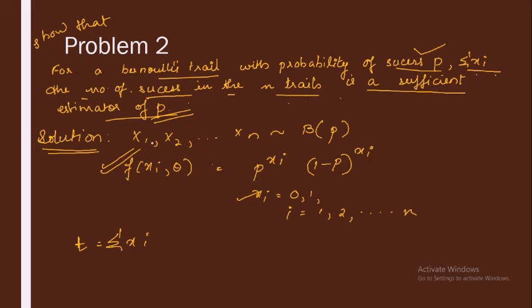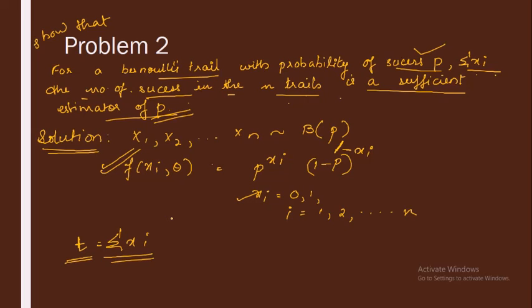Let x1, x2, etc., xn follow a Bernoulli distribution. Now the PDF is written like this: p raised to xi times 1 minus p raised to 1 minus xi. Then let's consider a statistic t equal to summation xi, since we have to find out that summation xi is a sufficient estimator of p. I'm just denoting it with a letter t.